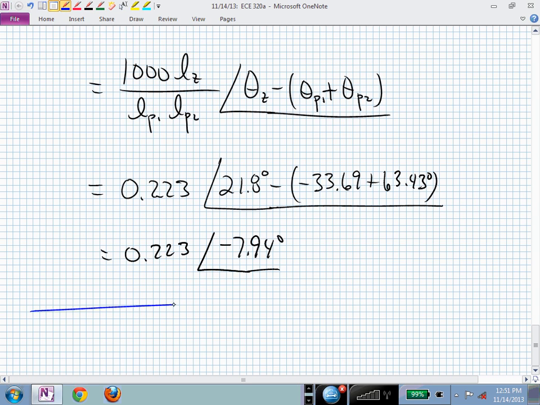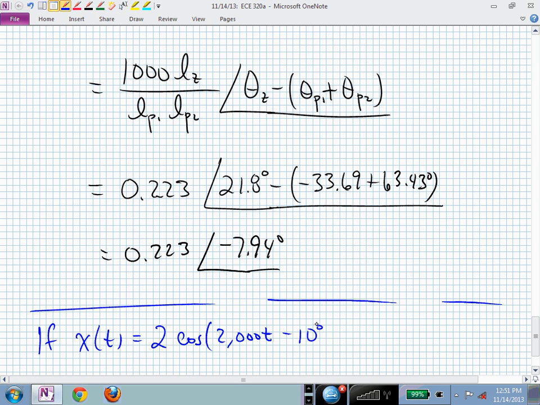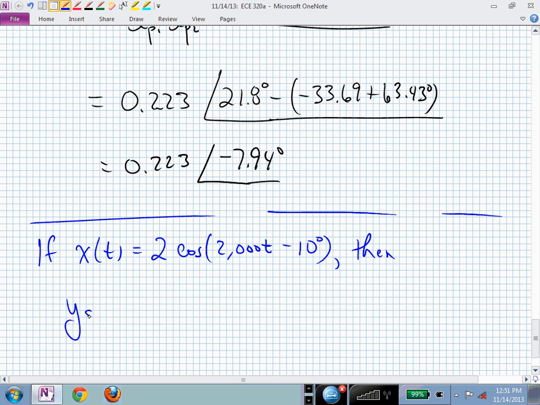So that now, in anticipation of somebody saying, what if you're given an input x of t, which is 2 times the cosine of 2000t minus 10 degrees, what's the sinusoidal steady state of the output? And when will we reach the sinusoidal steady state output? 5 tau. And what is our tau in this case?